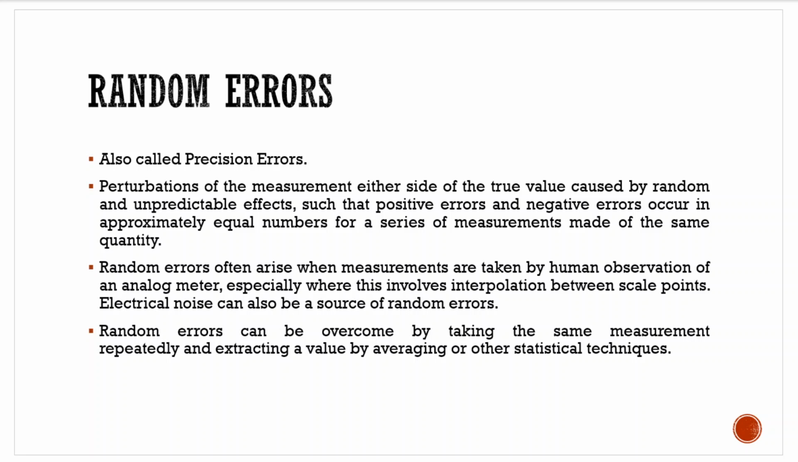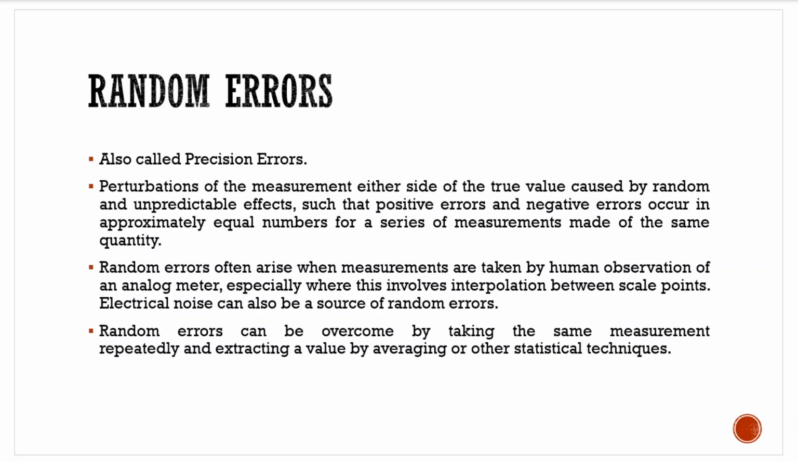Now, in case of random errors, the nature of these errors is that they will take both positive values of errors as well as negative values of errors in the same set of measurement. In case of systematic errors, we were getting either positive values of errors or negative values of errors in the same set of readings. But in case of random errors, we'll be getting in the same set of readings both positive as well as negative values of errors.